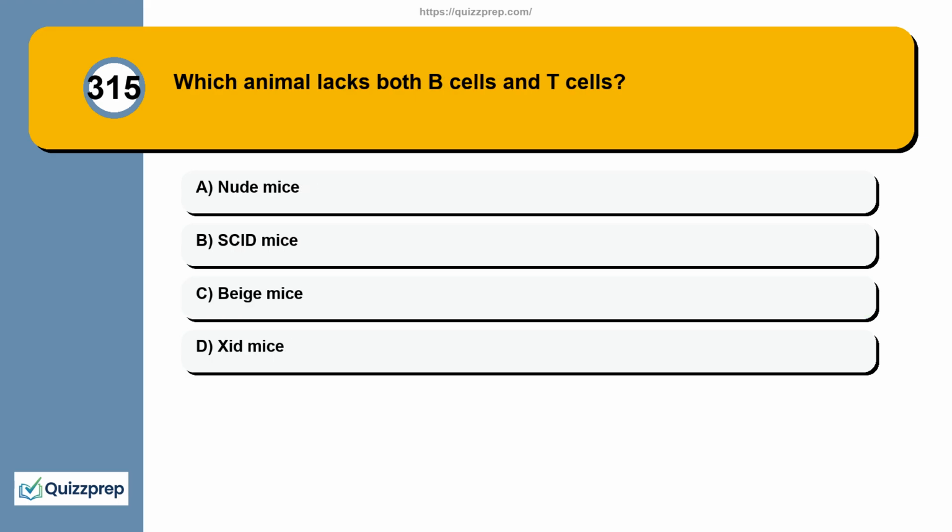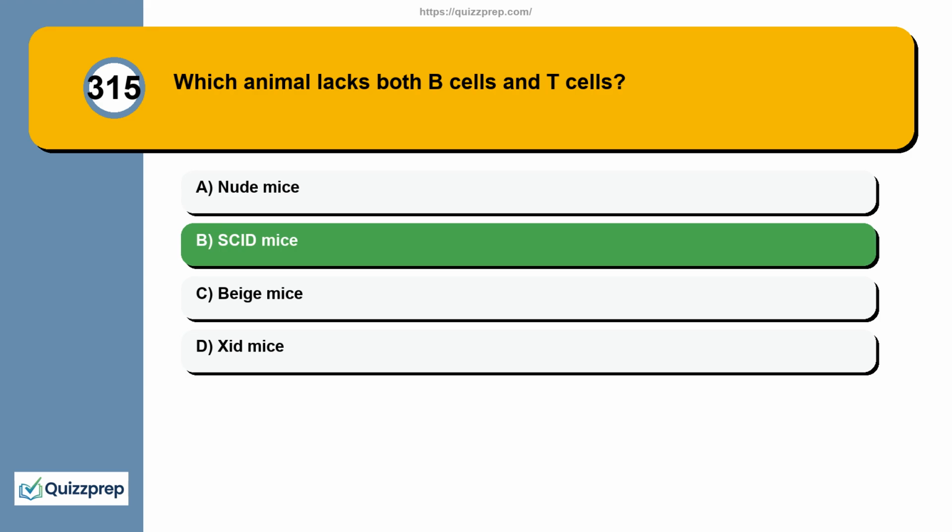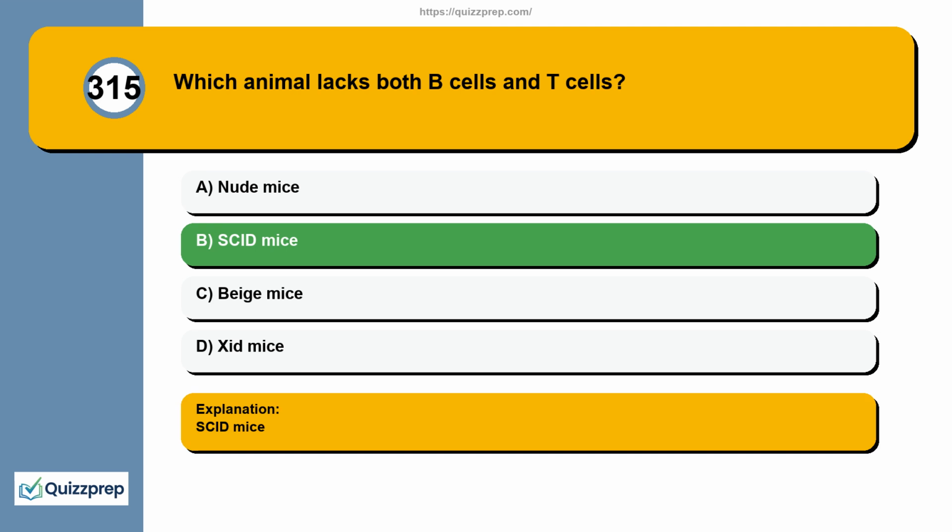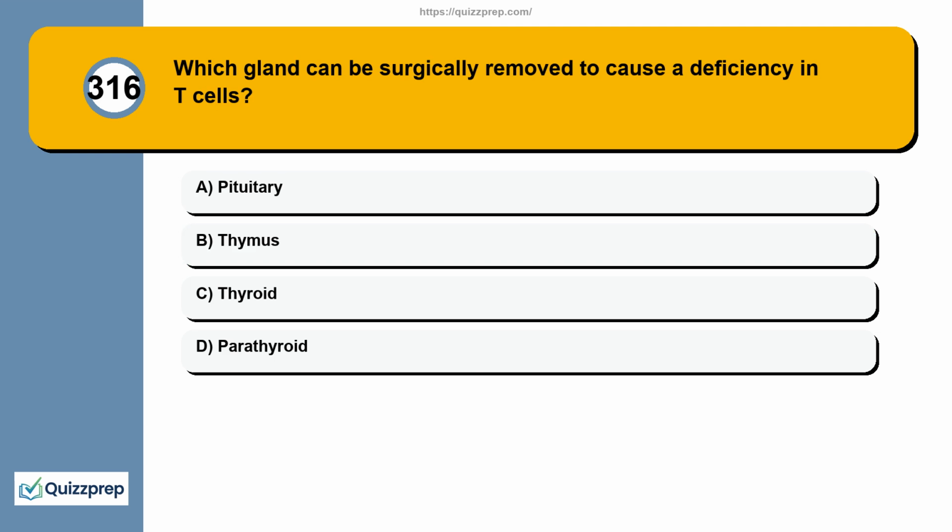Question 315. Which animal lacks both B cells and T cells? Option A, nude mice. Option B, SCID mice. Option C, beige mice. Option D, SID mice. The correct answer is option B, SCID mice.